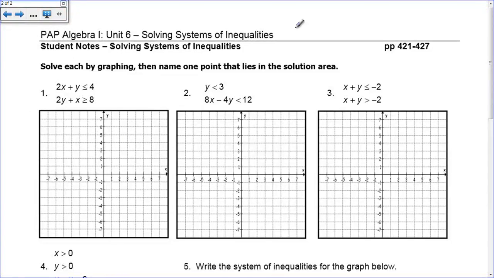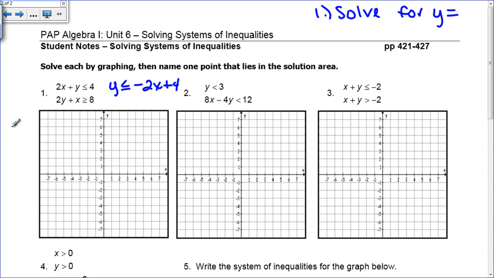So here we go. Number one here. The first four ask us to solve by graphing and then name one point in the solution area. So the first thing we have to do before we can graph those is make sure that our equations are written in slope-intercept form. So we have to solve for y equals. Both of my equations here need to say y equals. The top one's pretty simple. If I want this y by itself, I have to subtract 2x. So I get y is less than or equal to negative 2x plus 4.